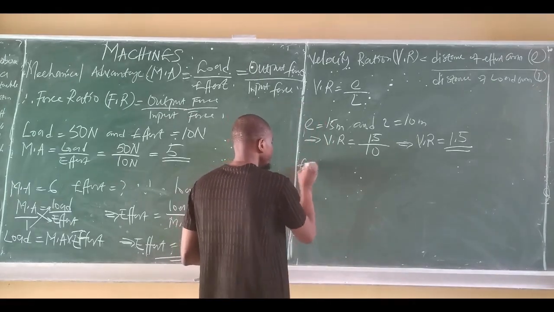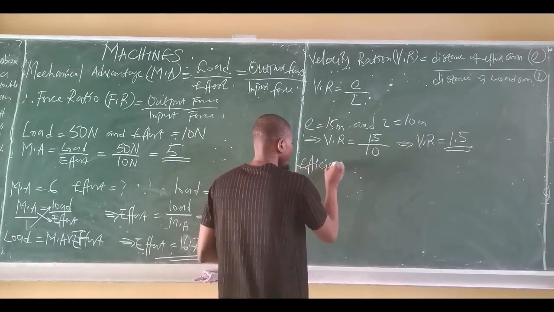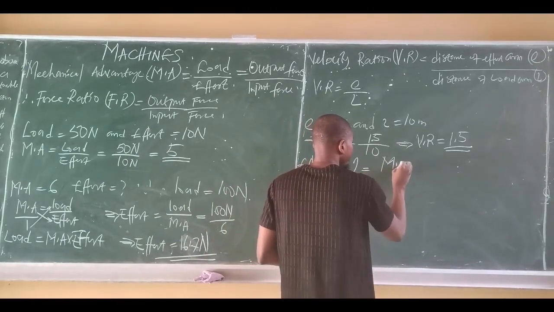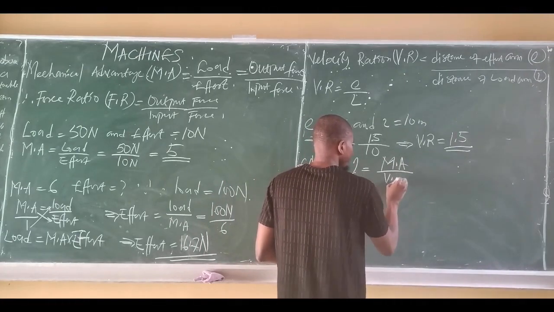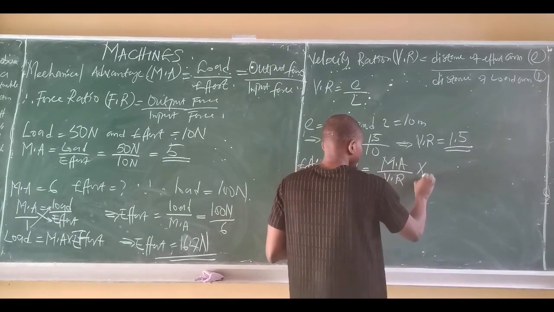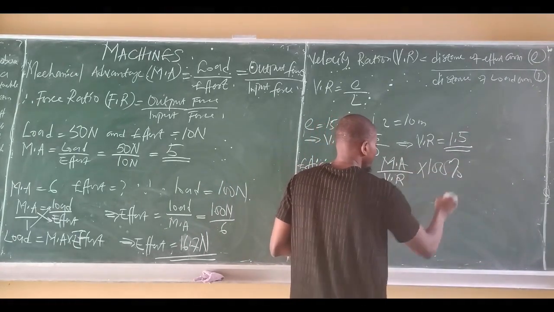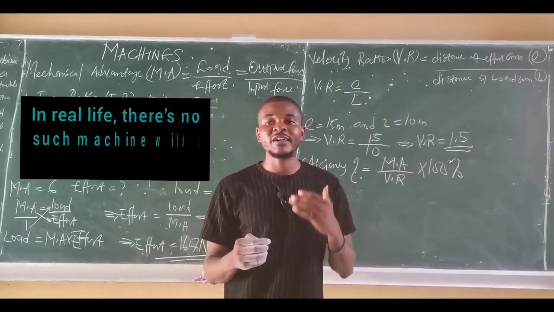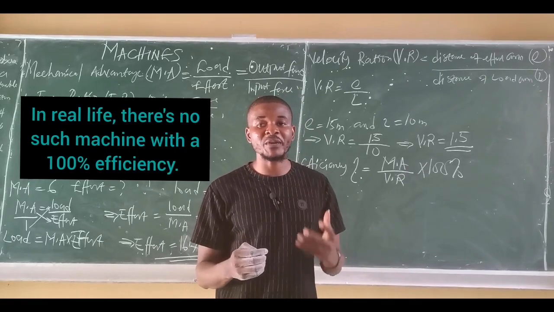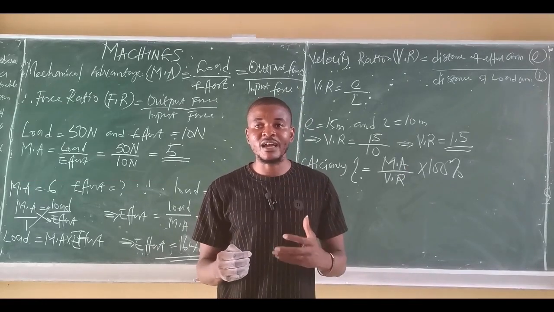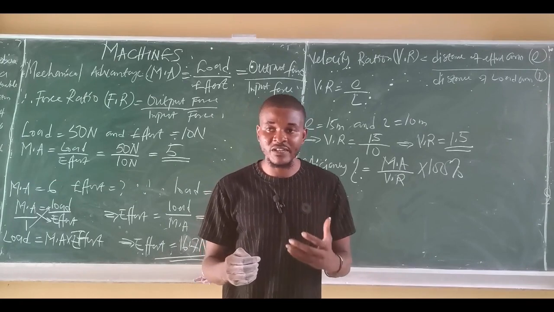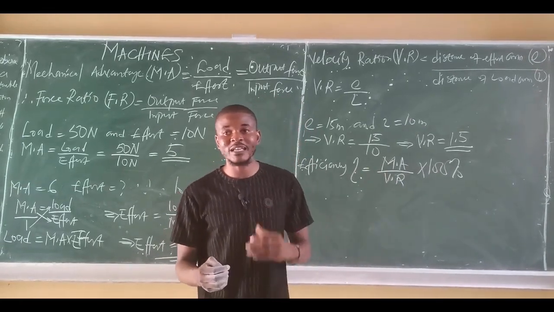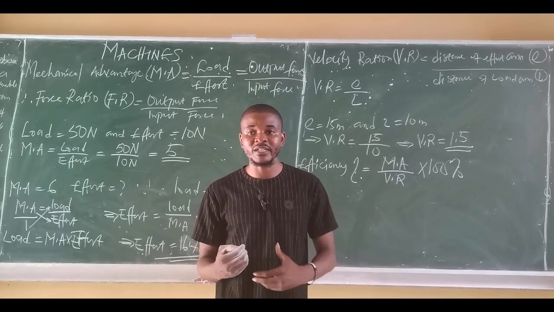Mathematically, efficiency is equal to the ratio of mechanical advantage to the velocity ratio multiplied by 100%. So it is always expressed in percentage. Now, in real life, there is no machine that has up to 100% efficiency. That's the reason why you multiply this ratio by 100%, to let us know that there is no machine that has an efficiency of 100%.